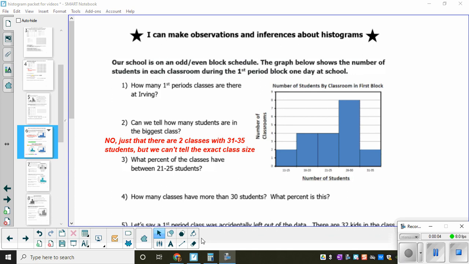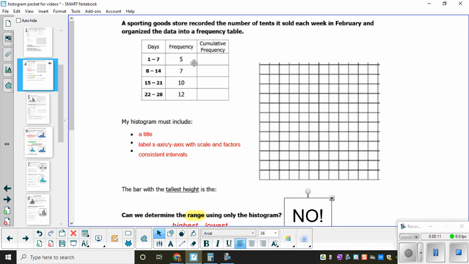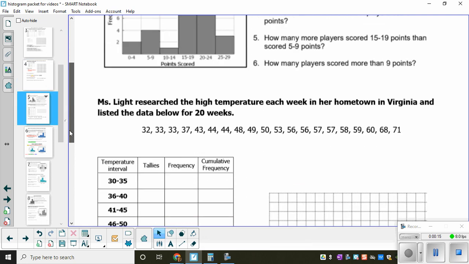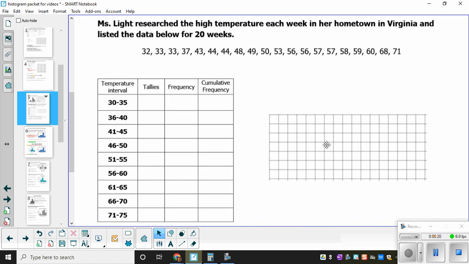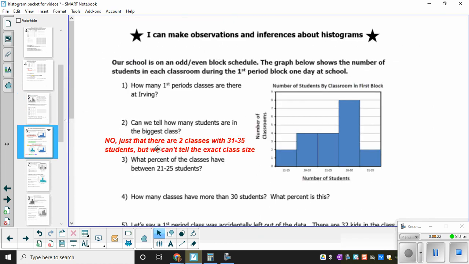Hey there. So in the last video, you learned how to construct a histogram based on different data sets. For example, you might have taken it straight from a frequency table. You might have, like you did on page 5, actually had the data to organize yourself, and then we moved the data into a histogram. So in today's video, what we're going to focus on is how to make different observations and inferences about histograms, now that you know how they work, okay?